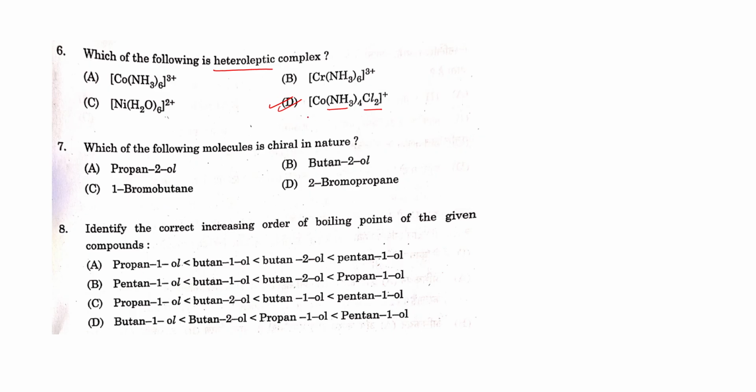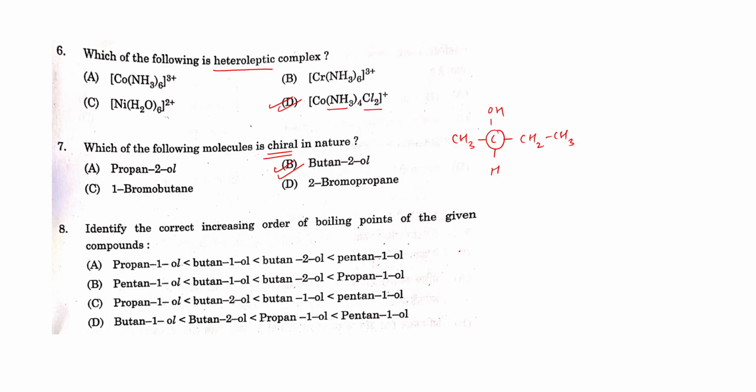In this case, we have to find the chiral compound. So chiral basically means the carbon which is having all four different valencies. So butan-2-ol, when we write butan-2-ol, it becomes like this. So on one side we have CH3, on another side we have OH, then H. On this side we have ethyl group. So basically this carbon is having all four different valencies. So butan-2-ol is going to be the correct option.